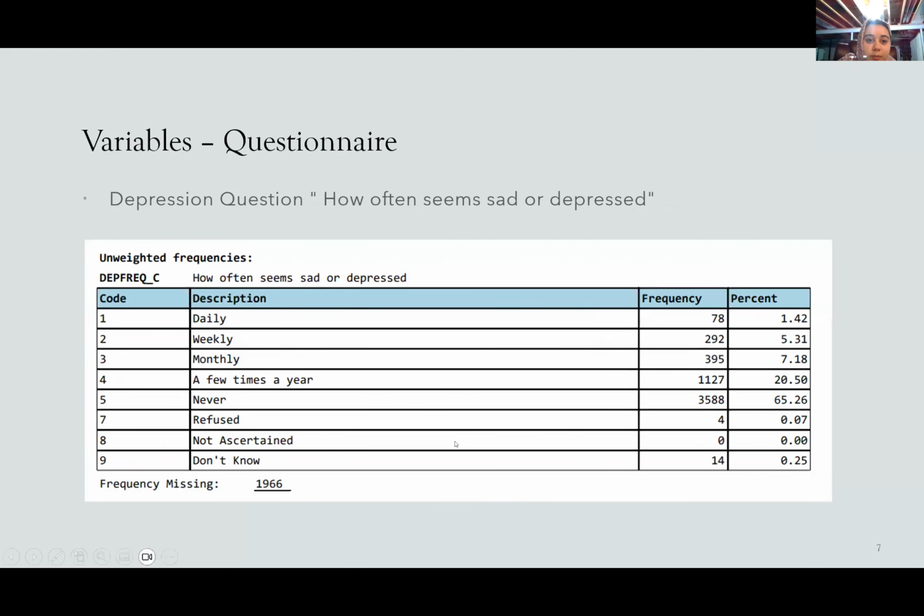Next, for the depression variable, the question that was asked was, how often does the child seem sad or depressed? It's the same Likert scale, same type of coding. And as you can see, there are still 2,000 observations that were missing. From that, we can see that for anxiety and depression, the missing observations were missing for both questions.